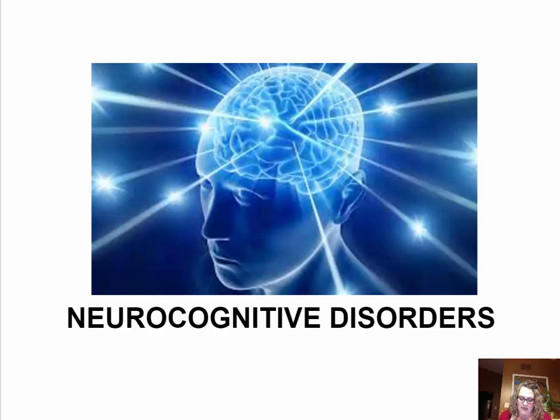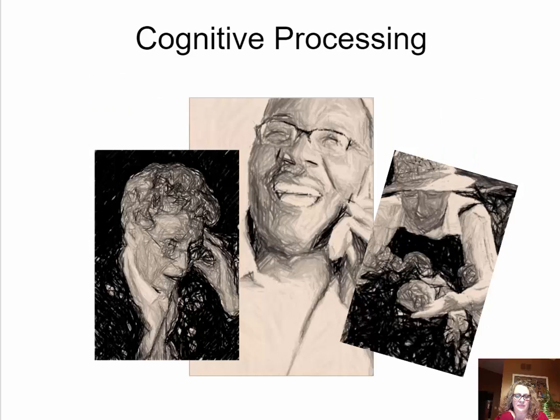Remember that when we talk about cognition, it is the operation of the mind that includes the mental faculties of knowing, perceiving, recognizing, conceiving, judging, reasoning, and imagining. So disorders then are those disorders that impair the brain's ability to carry out normal cognitive function. Remember that cognitive function has a direct relationship to daily living.